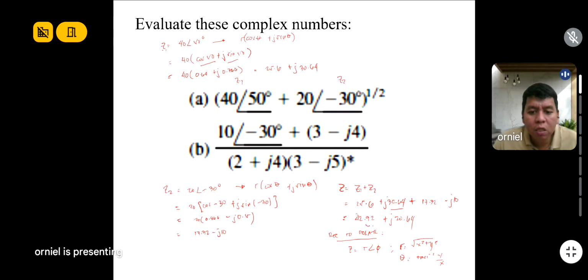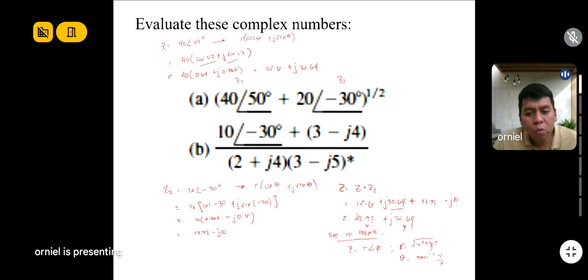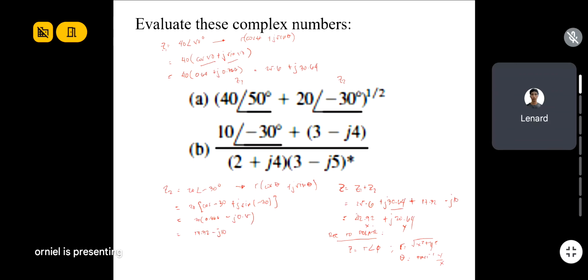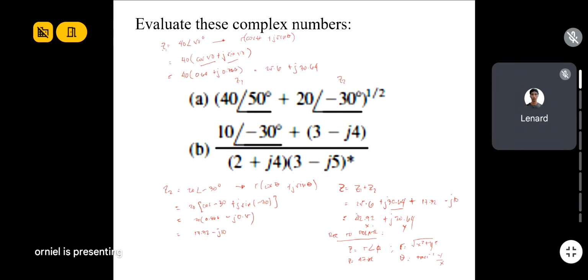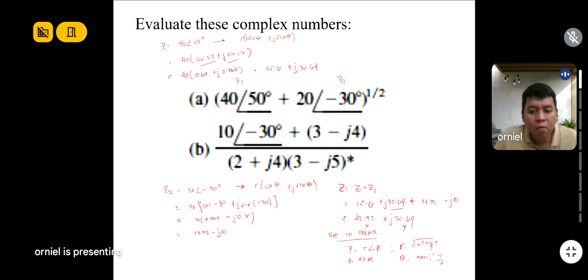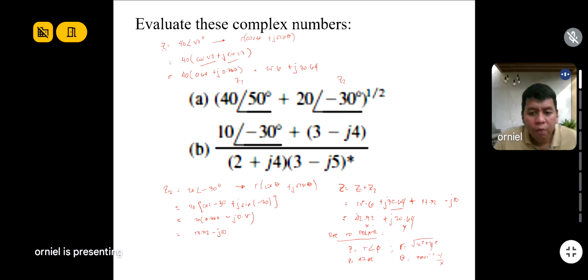Since we have the value of x and the value of y, what is our r? Square root of 42.92 squared plus 20.64 squared. 47.62, sir. 47.62, correct? Yes, sir. And for theta, tan inverse of 20.64 divided by 42.92. What is the angle?